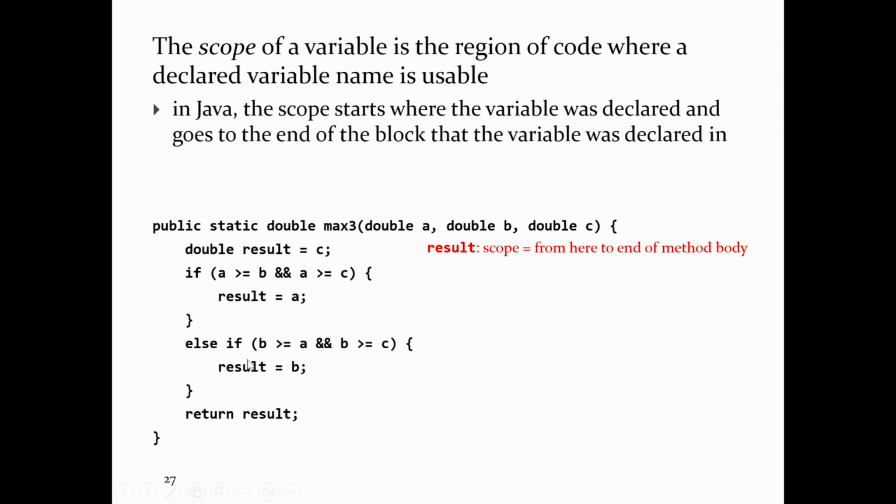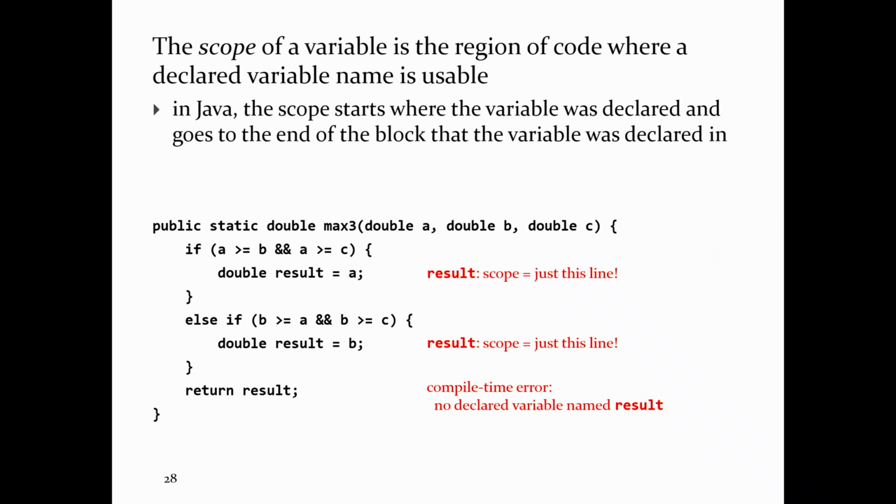Now what about result? I've declared result right here. Immediately after that semicolon, the name result is usable, and it's usable up to the end of the block. So that's here. Result is usable pretty much everywhere inside that method body, immediately after you declare the variable.